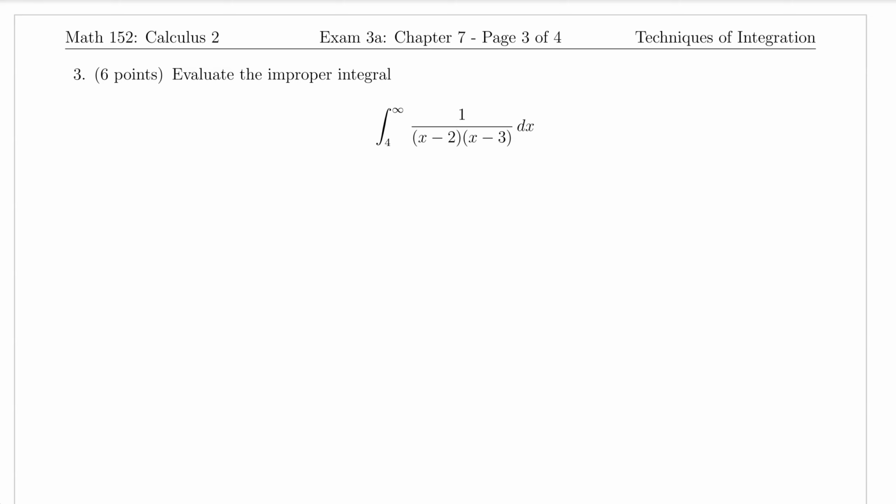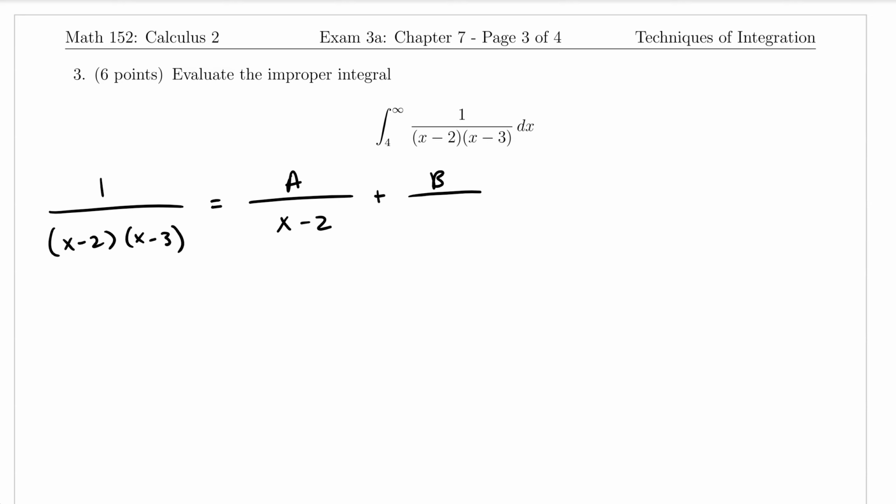Question 3 says to evaluate the improper integral from 4 to infinity of 1 over x minus 2 times x minus 3 dx. So our integrand here is a fraction where we will need to use partial fraction decomposition. So I'm going to go ahead and take our fraction here, and our goal is to write this as capital A over x minus 2 plus capital B over x minus 3. And I'm going to go ahead and use the method of clearing fractions.